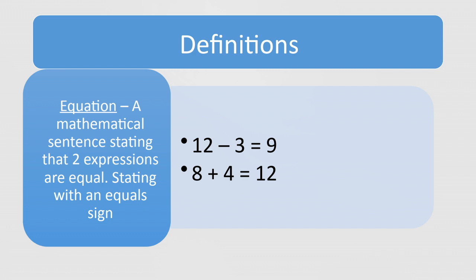You've probably heard, or maybe if you've taken algebra before, that we say the left-hand side equals the right-hand side. So it's saying two expressions are equal. We state this with an equal sign. The only difference between an algebraic expression versus an equation is this equal sign. So the equal sign makes it an equation.